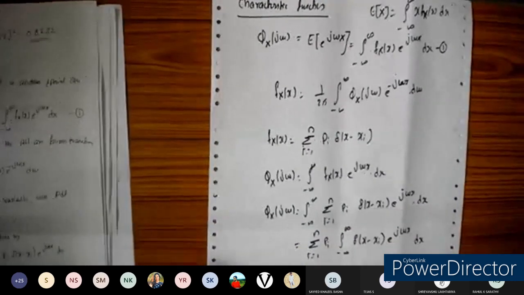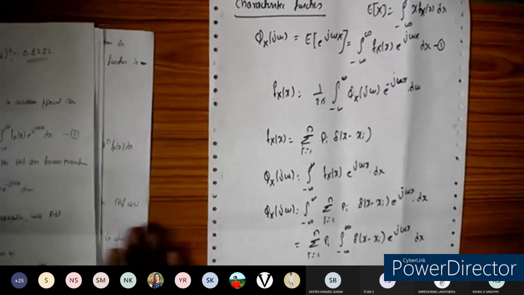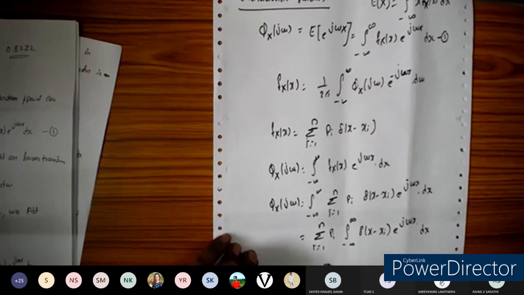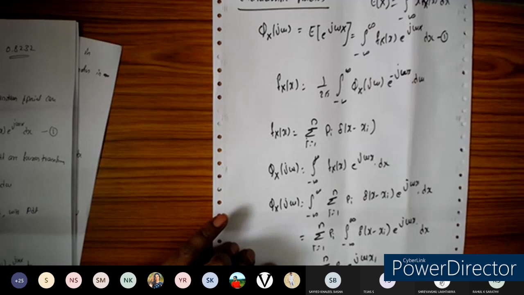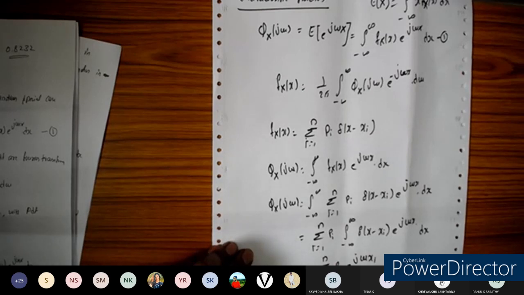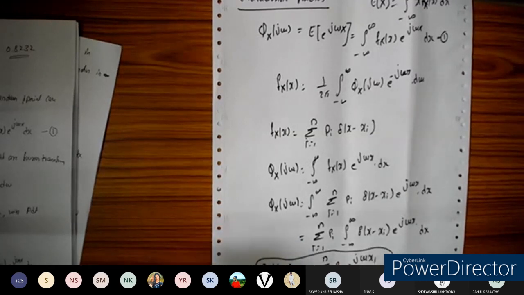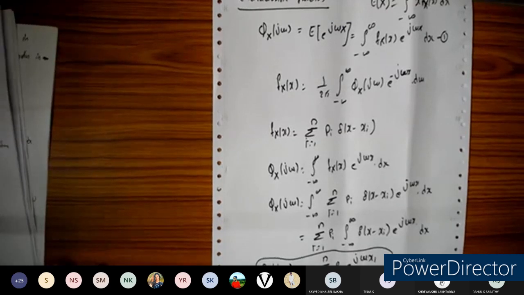So already we have the time shifting property. From the time shifting property, we can apply this integration. So this is equal to e to the power of j omega x_i. So this will become summation i equals 1 to n, p_i into e to the power of j omega x_i, as per the time shifting property. So that is phi_X of j omega, which, for the discrete random variable, we can define as the characteristic function like this.